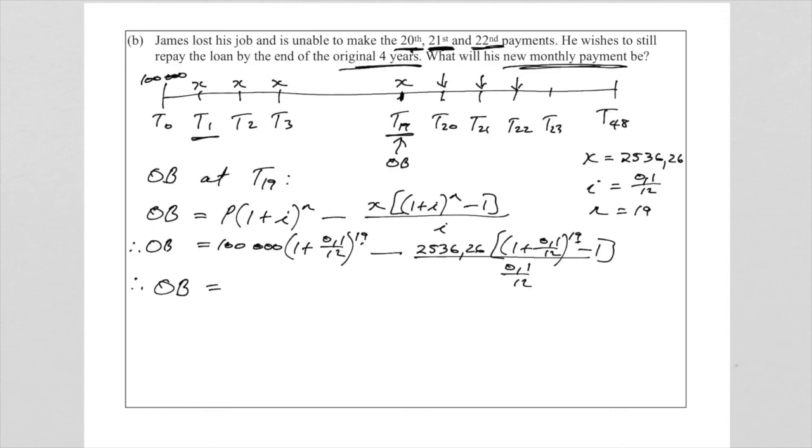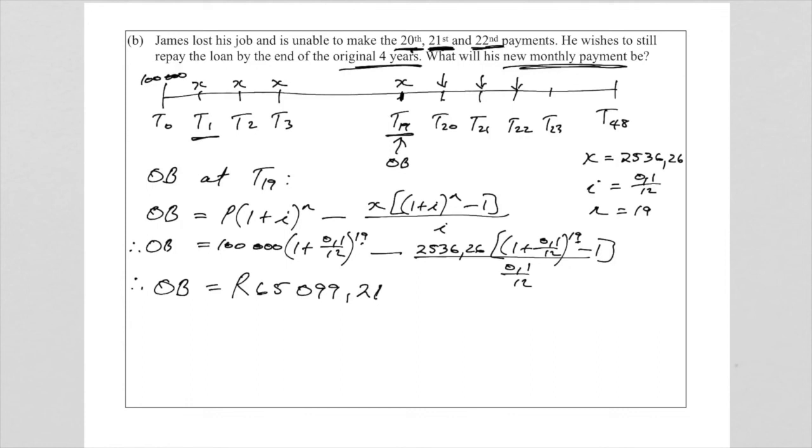Now, according to my calculation, my answer is 65,099.21 cents. So 65,099 Rand and 21 cents. This is the outstanding balance at T19.